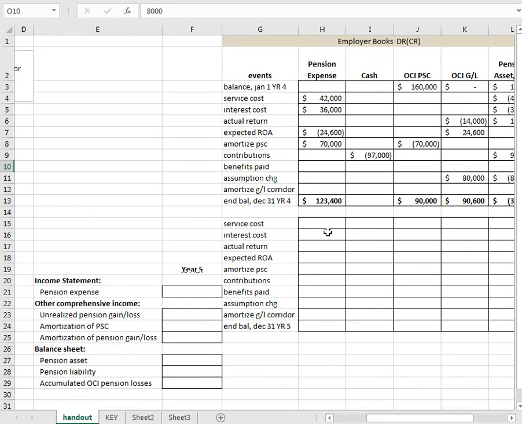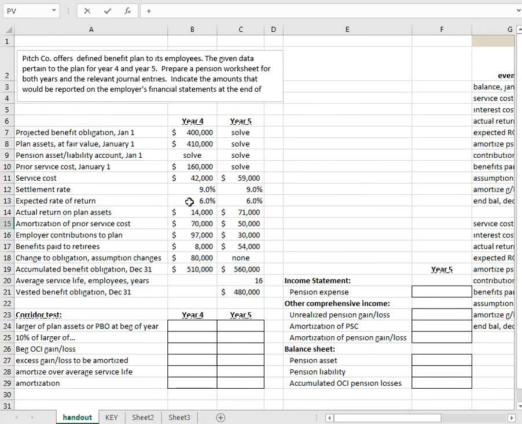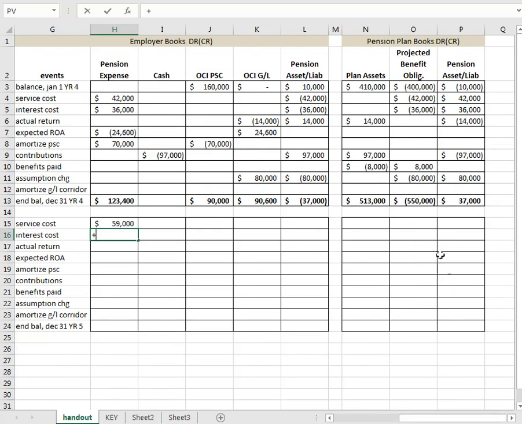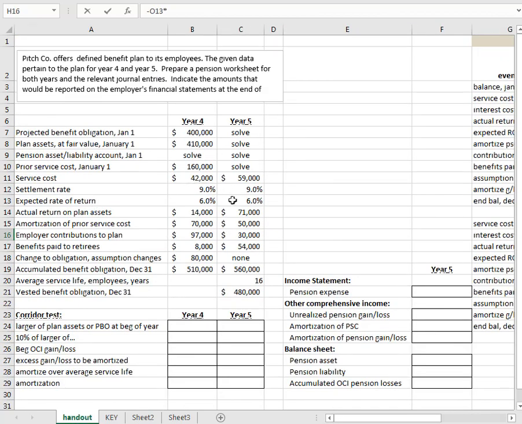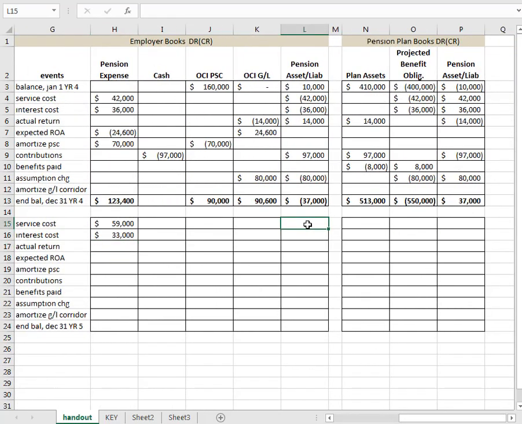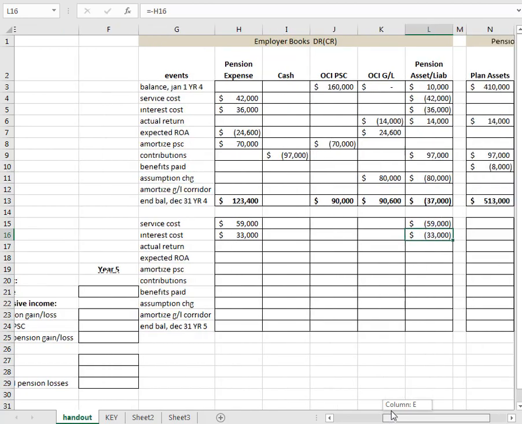All right, so service cost for year 5. And the interest cost for year 5 is going to be beginning obligation times the settlement or discount rate, which is still at 6%. All right, so let's complete this grid here for those. Notice that these are actual journal entries, right? Debit to pension expense, credit to asset liability, debit to pension expense, credit to asset liability. So even though they're in this worksheet format, they are journal entries on the employer's books.